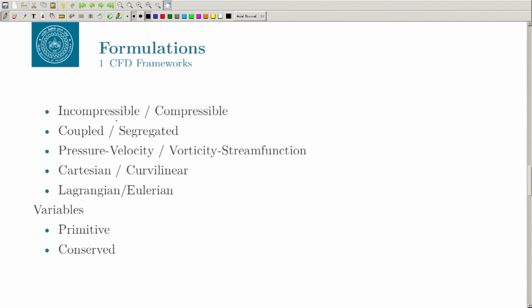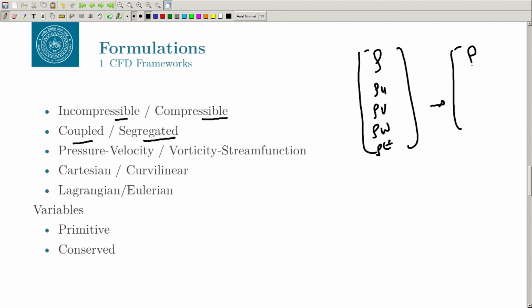You can use incompressible formulation or compressible formulation, depending on your requirement. And remember, there is a great difference between these two formulations. We will get into those details in future lectures. You can use the coupled approach or the segregated approach. When I say coupled approach, that means you are solving for all these quantities at the same time. In a simple way, you have rho, u, v, w, p at the same time, or in other words all the equations are solved simultaneously.